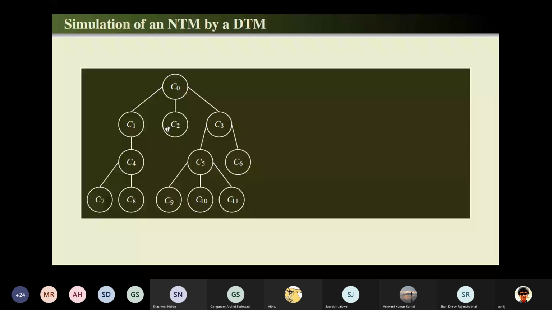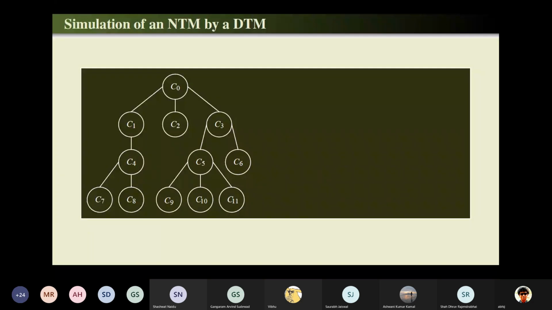This is what I meant by the computation tree. C0 is the start configuration. At that point, let's say there are three possibilities. The configuration may change to C1, it may change to C2 or C3. On C1, let's say there is only one possibility and the configuration can change to only C4, and so on. So this is a part of the computation tree.